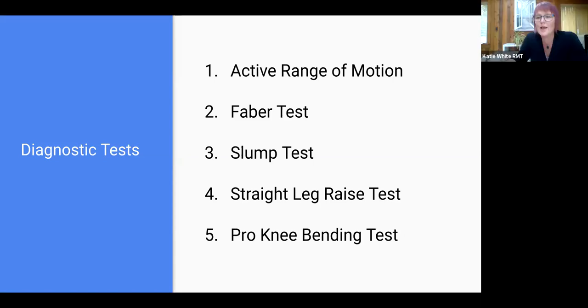So for those that can't see, Lily is just laying on her back and raising one straight leg at a time. And the stationary leg is straight as well.